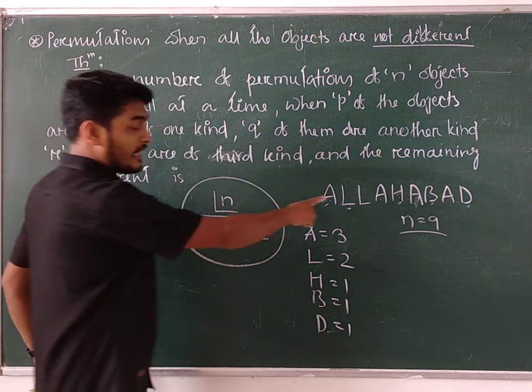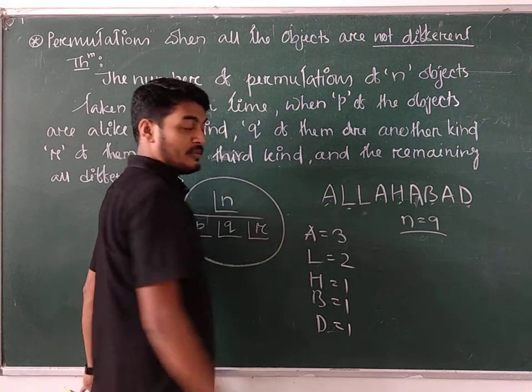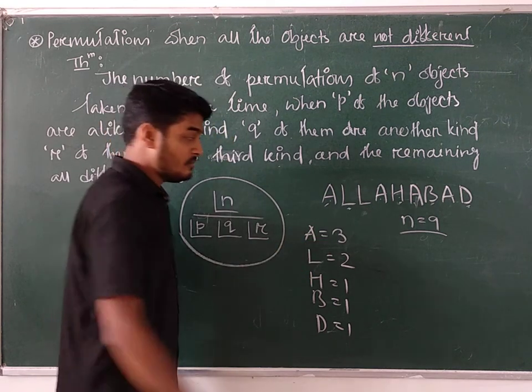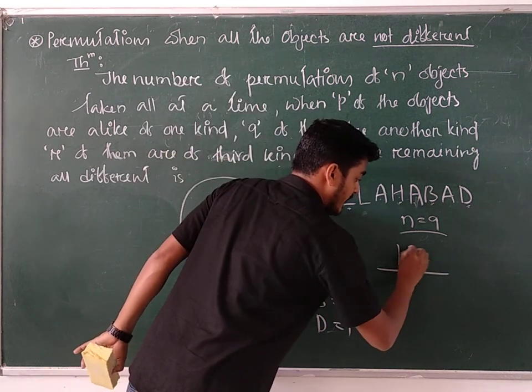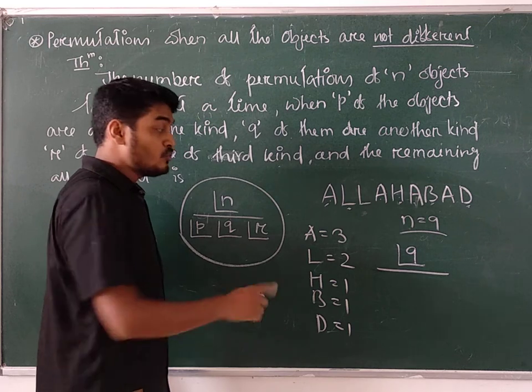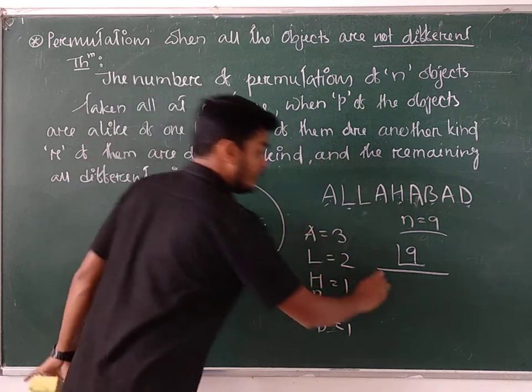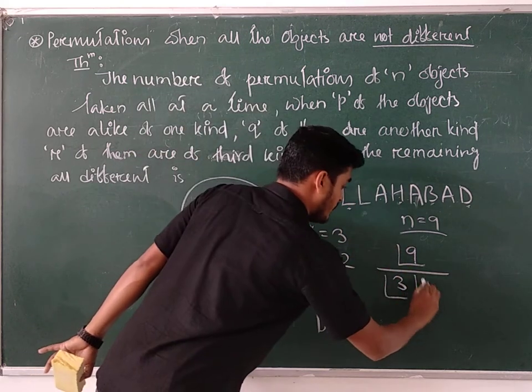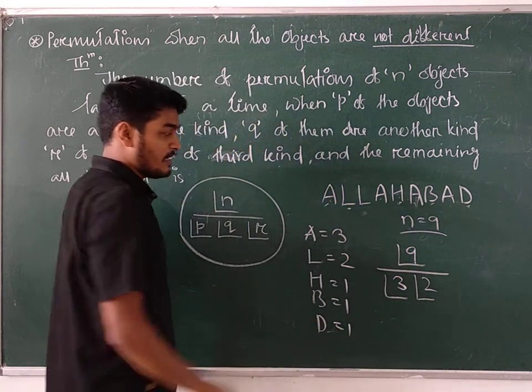For example, how many new words can be formed? The question will be like that: from the word Allahabad, how many new words can be formed? The answer will be factorial of 9. This is nothing but the total number of objects. How many times is each object repeated? A is repeated how many times? 3 times. L repeated how many times? 2 times. And the rest all appear once.